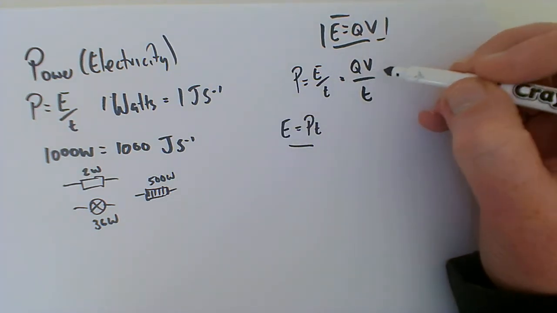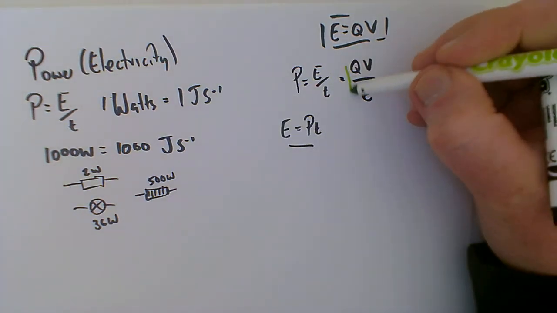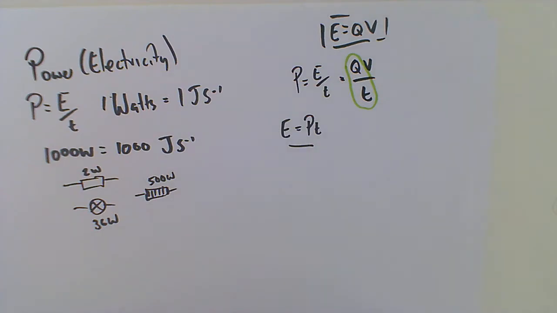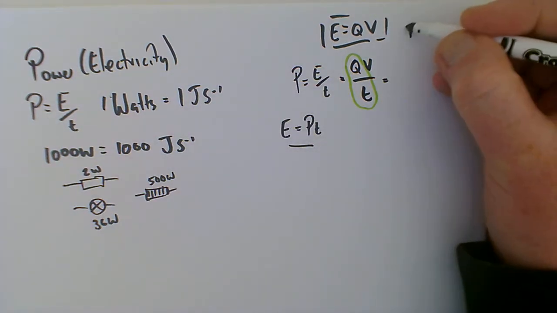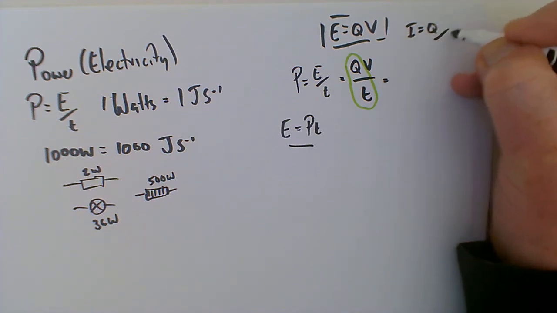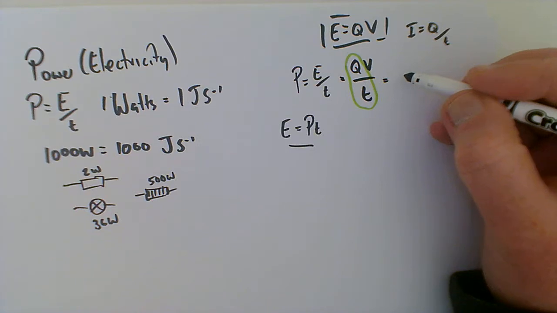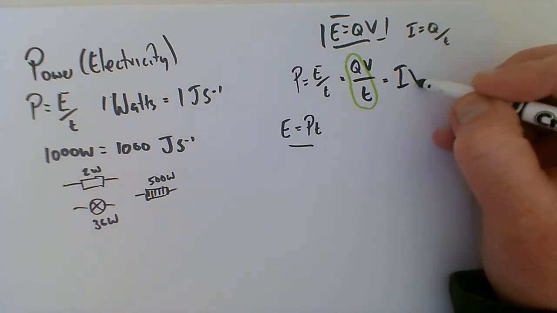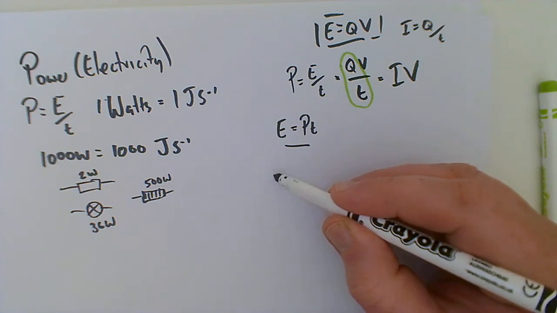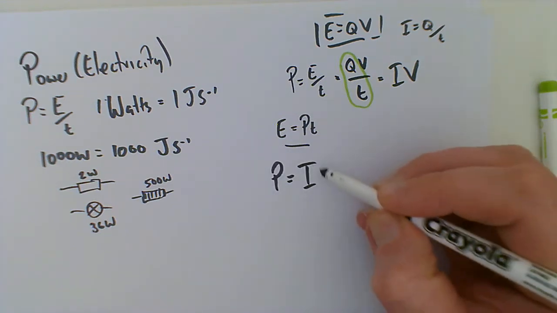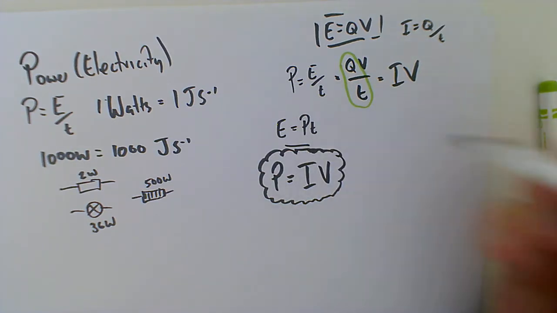Right. But then if we take the Q and the T here, what does Q over T equal? That equals I. I equals Q over T, or Q equals IT, or whatever. Which means we get our first one. So our first electrical power formula is P equals IV. Really useful one, that is.